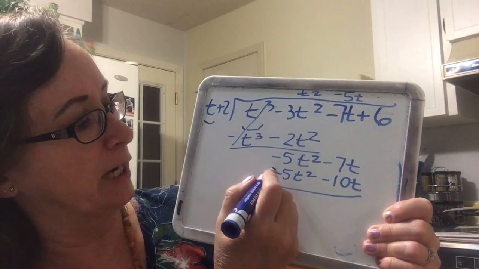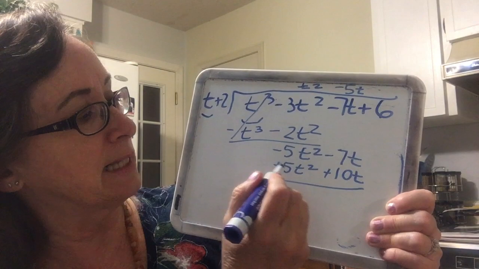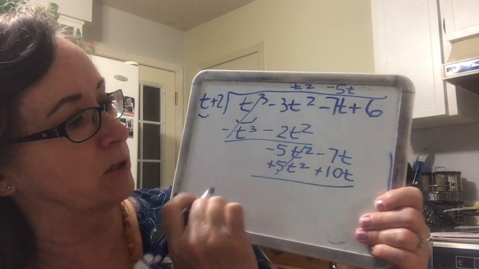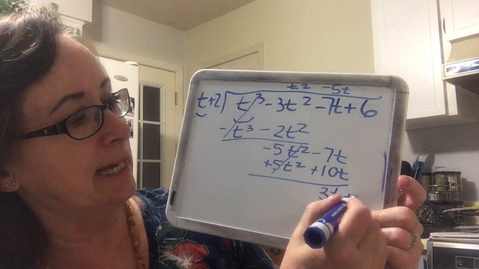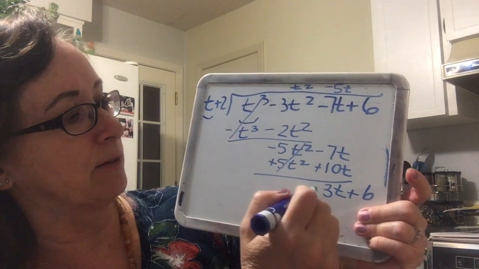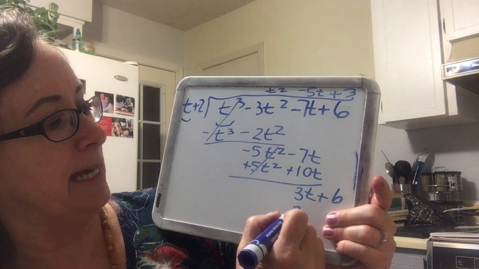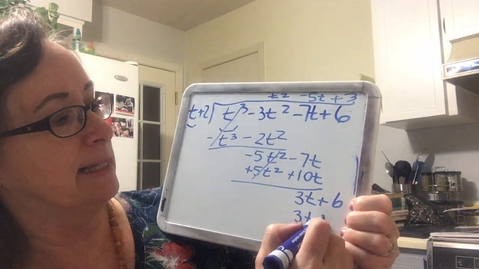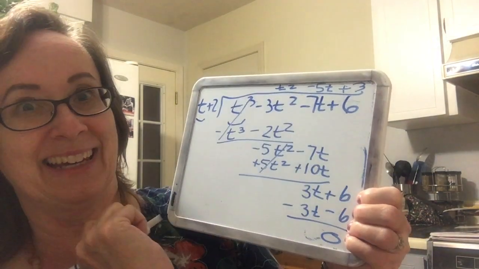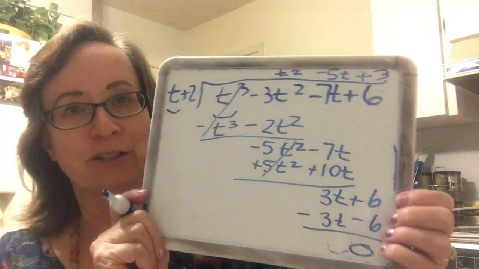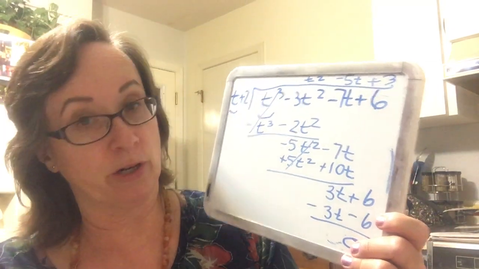I'm subtracting, so I change my signs and I add. Negative 5t squared, positive 5t squared, those cancel as they should. And negative 7t take away negative 10t is 3t plus 6. And now t goes into 3t 3 times. 3 times t is 3t. 3 times 2 is 6. I'm subtracting, so I change both signs and I get a 0 remainder. Okay, so that's an example of a binomial going into 4 terms.